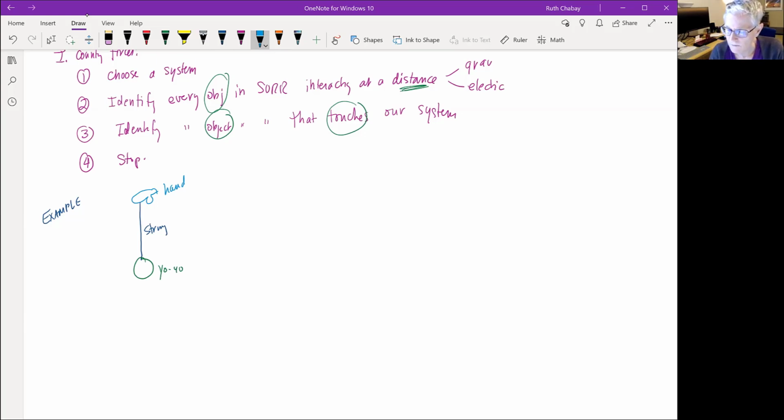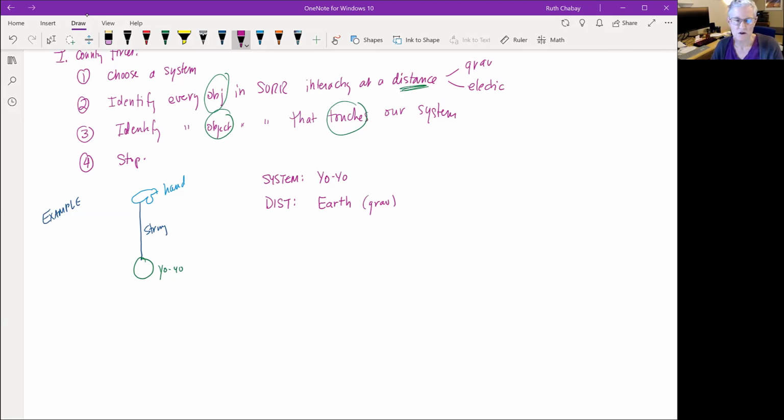Let's just go through this as if we were going to solve for the tension in the string. So the system is the yo-yo, and that's the object that's experiencing the forces. Objects interacting with the yo-yo at a distance? Well, there's certainly an object exerting a gravitational force. It's the Earth. So that's a gravitational force.